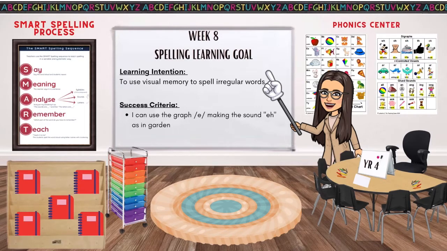Good morning Year 4 and welcome to week 8 spelling. This week we are focusing on the graph E, which is making the sound as in the word garden.